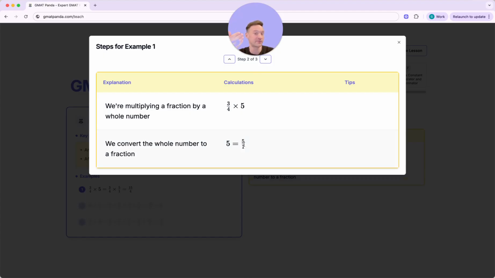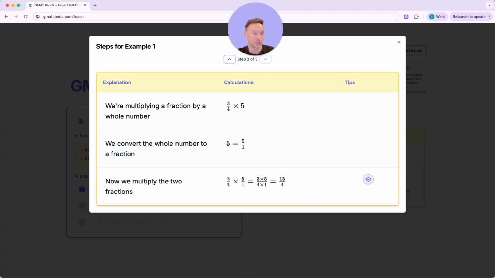And why is 5/1 the same as 5? Well, 5 divided by 1 is just 5. Whenever you divide something by 1, you don't change its value. Okay, so we can actually turn this into an operation of fractions, and it will be equivalent to 3/4 times 5/1. And then now we know how to do that.